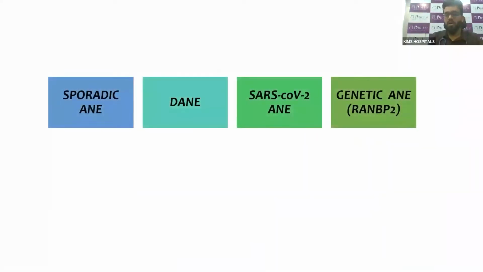So these are the 4 broad varieties of ANE. The classical ANE followed by other viral infections is called the sporadic ANE, followed by DANE. DANE is dengue associated ANE. And the third one is, we have seen a lot of these cases in the COVID pandemic. This is the COVID variant of ANE. And the final one, the familial ANE. I think everybody needs to know about this. It's called the genetic ANE or RAN-BP2 variant. You need to do a whole exome sequencing to document a likely pathogenic or a pathogenic variant in RAN-BP2 mutation.